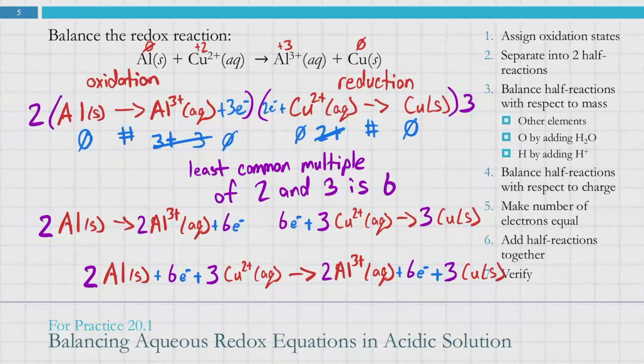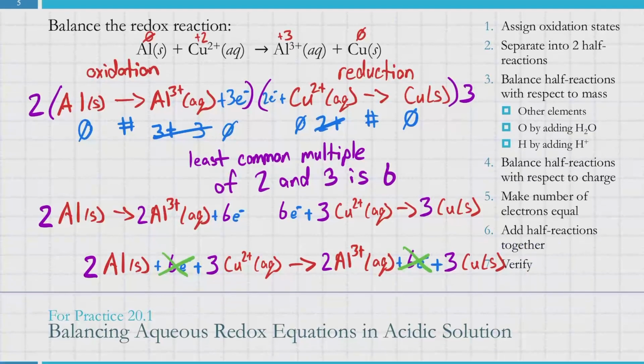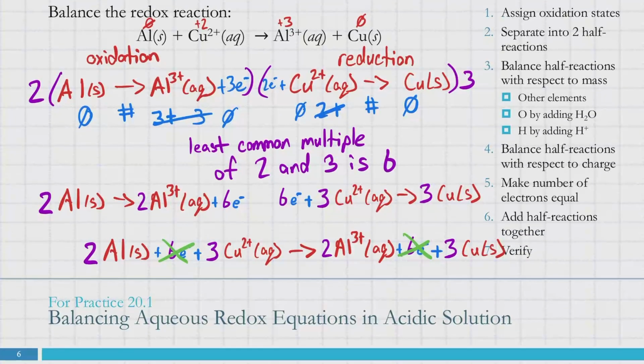And then we need to cancel anything out that's common on both sides. In this case, that's just our electrons. So we'll cross out our electrons. And then for the verify part, we would probably just check the mass. So 2 aluminum, 3 copper on the left, 3 copper on the right. So this should be all balanced.